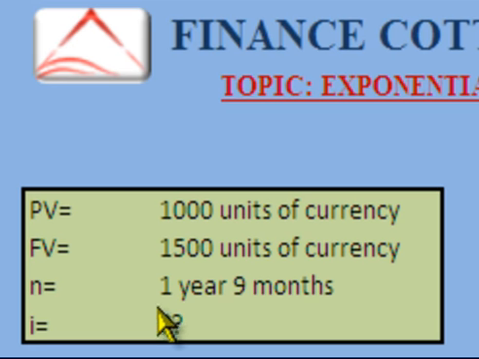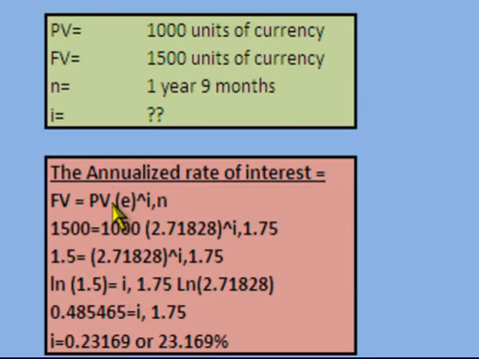So to calculate the annualized rate of interest where duration is 1 year and 9 months, and we have the present value and we have the future value, we can use the concept of continuous compounding. We shall apply the continuous compounding formula to calculate future value, which is equal to present value multiplied by exponential constant raised to the power interest multiplied by duration. Now in this case, future value is 1500, present value is 1000, value of exponential constant is 2.7182, raised to the power interest rate, annualized interest rate which we want to calculate, and the duration is 1.75. 1.75 means 1 year 9 months.